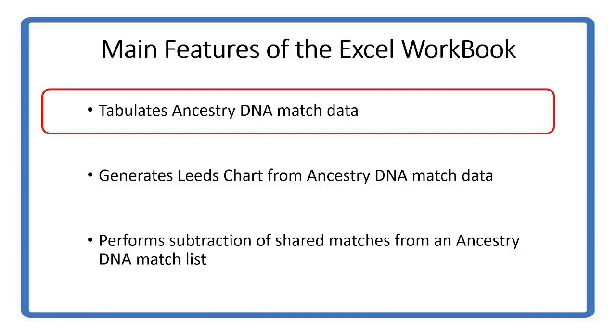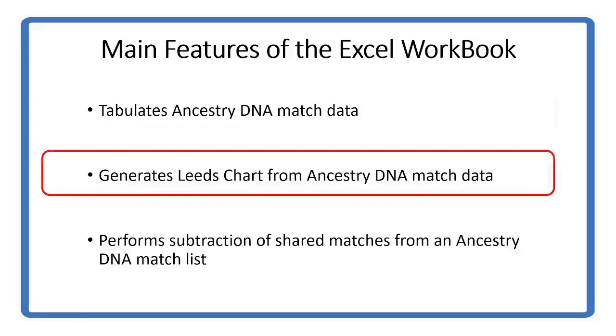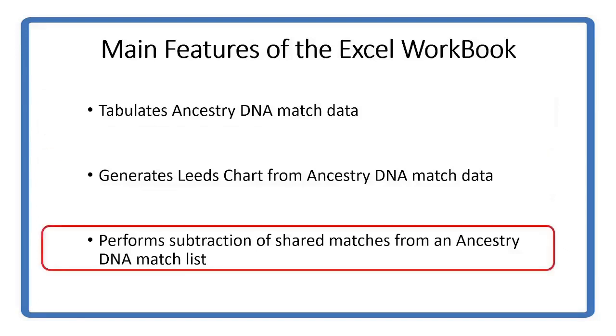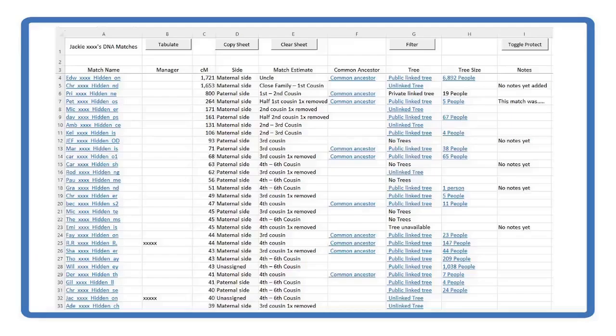First of all, it tabulates Ancestry DNA match data. It can generate a leads chart from the Ancestry DNA match data, and it performs subtraction of shared matches from an Ancestry DNA match list. And I will demonstrate all of those functions shortly.